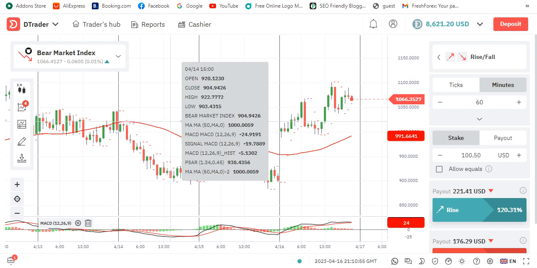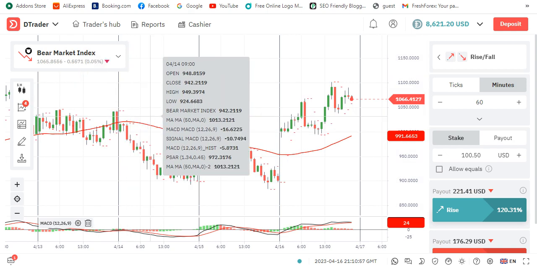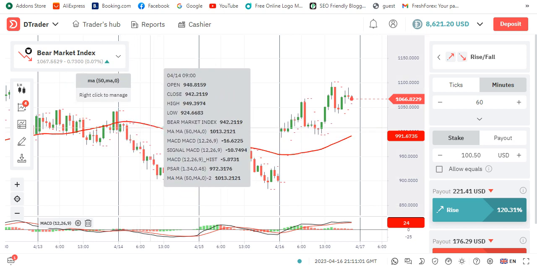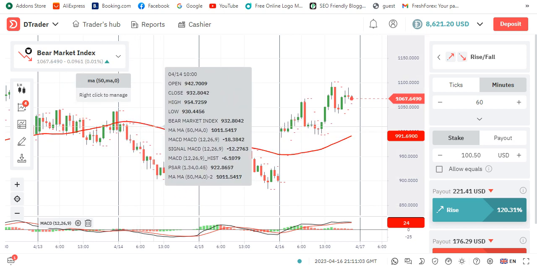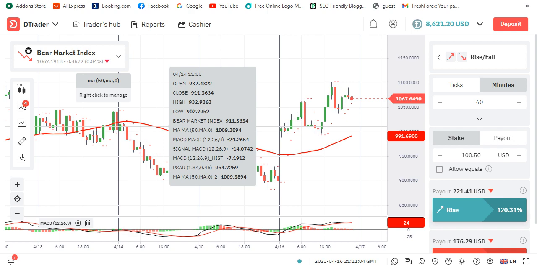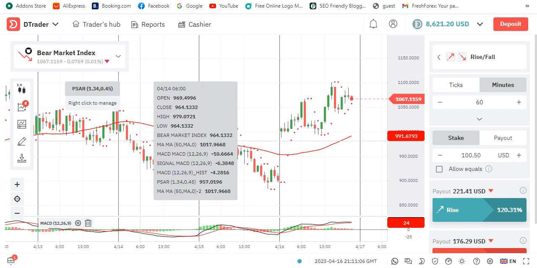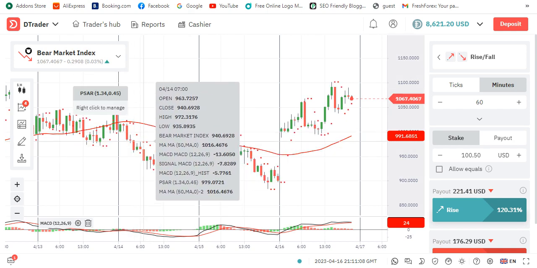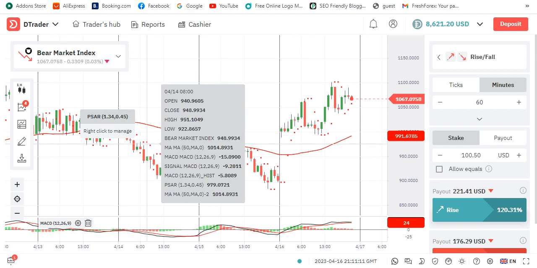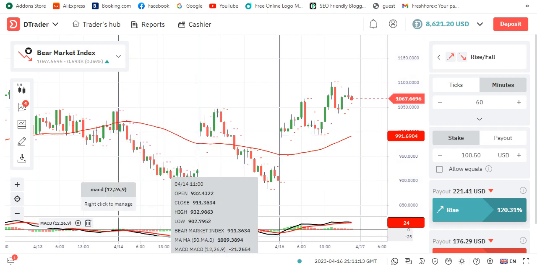Then how do you add indicator? You can see the indicators I have here. They are just 3 indicators. Okay, I have 3 indicators. This is a moving average, and this is Parabolic SAR. You can see this red point here. It is Parabolic SAR, and this is MACD.